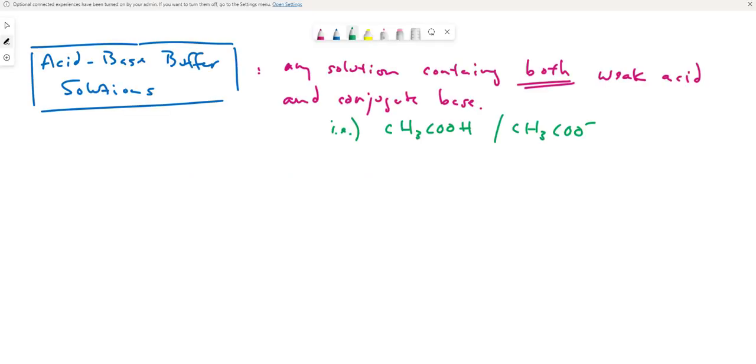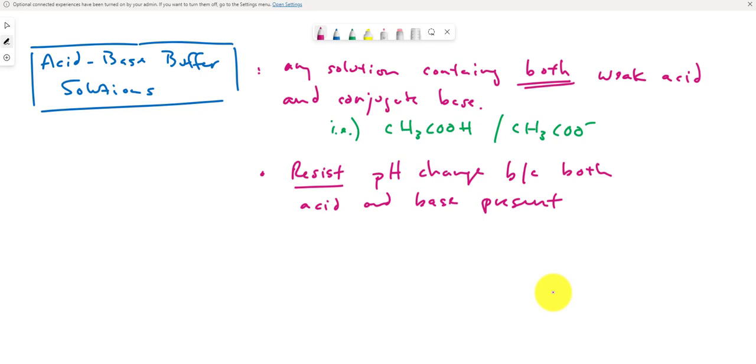Okay, so acid-base buffer solutions are any solution that contain both a weak acid and the conjugate base simultaneously. They have to contain both, and it has to be weak, can't be a strong acid. The example, which came straight from the previous video, was acetic acid and its conjugate base acetate.